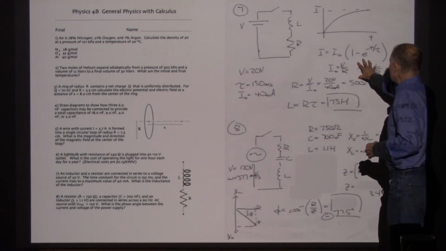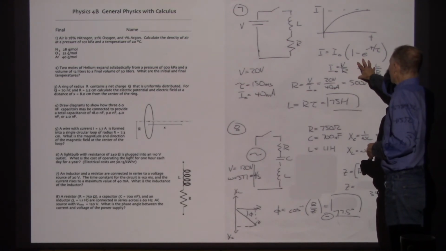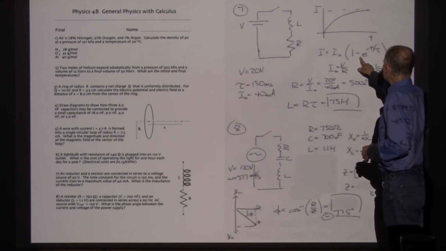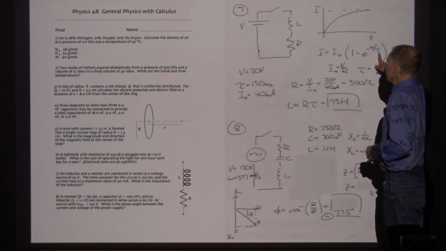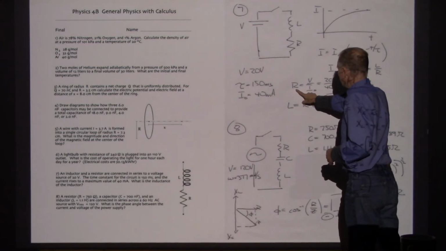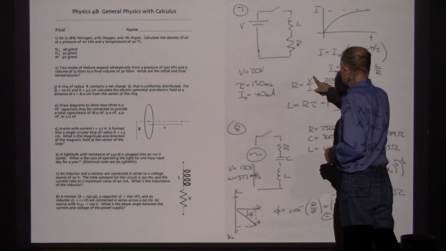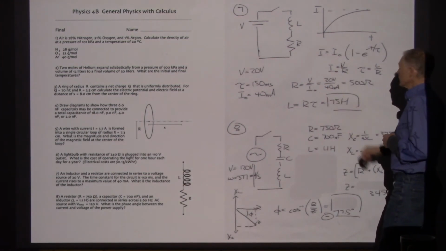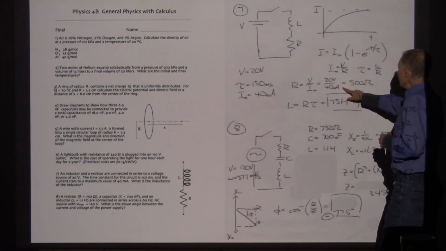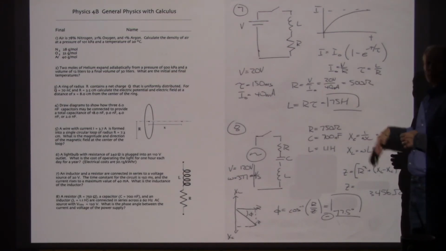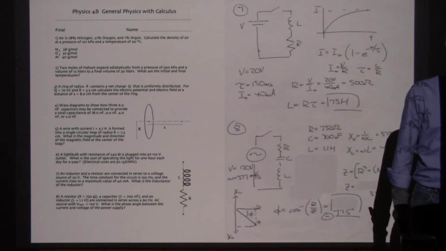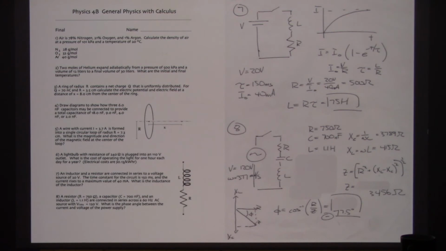And the formula that we went through and derived and we've used for these circuits is I naught times 1 minus e to the minus t over tau. So to get the R value here, we can take the voltage and divide through by that asymptotic current, and that leaves us with 500 ohms. So there we go. The resistance in the circuit must be 500 ohms.